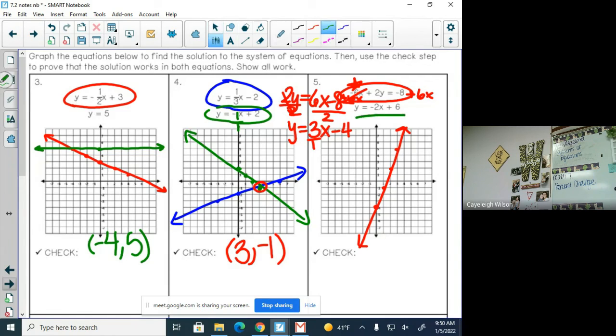All right, so +6, -2/1, so down 2, right 1. There it is. What point is that? 2, 2.